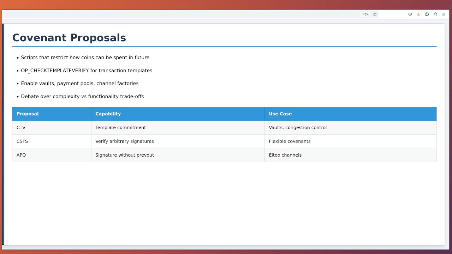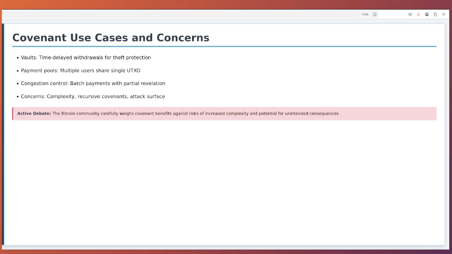These would enable Turing-complete contracts on Bitcoin, similar to Ethereum. However, they raise concerns about complexity, attack surface, and philosophical alignment with Bitcoin's design principles. The debate centers on balancing enhanced functionality against increased complexity and potential security risks. Covenant use cases and concerns.